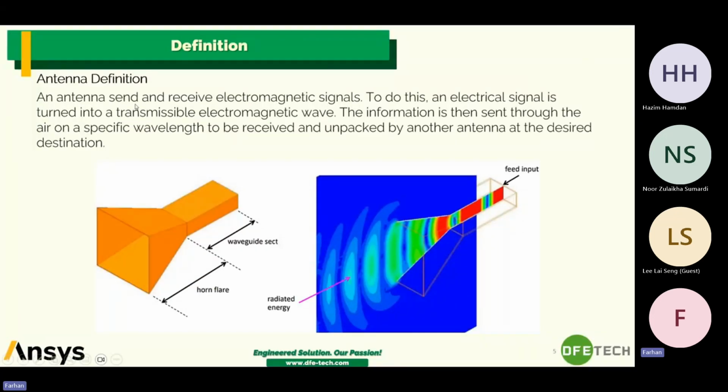What are antennas? Antennas are for sending and receiving electromagnetic signals. So these are the pictures. This horn antenna is one of the examples of an antenna. But today we are going to simulate a conical spiral antenna.